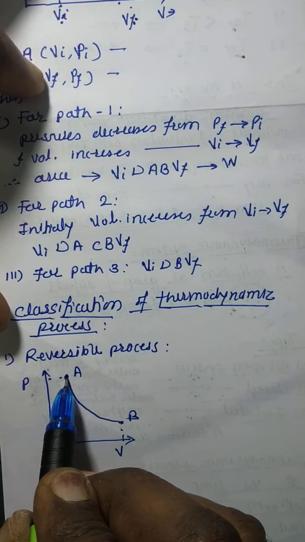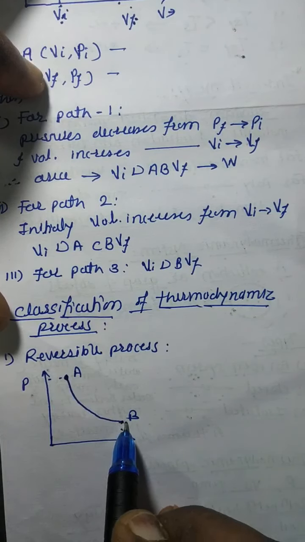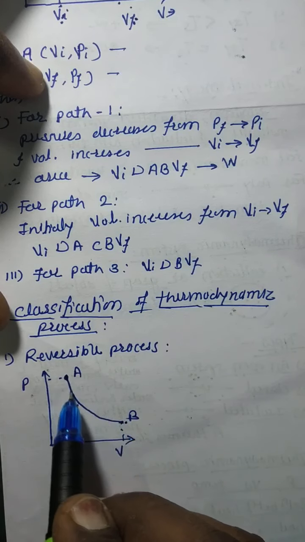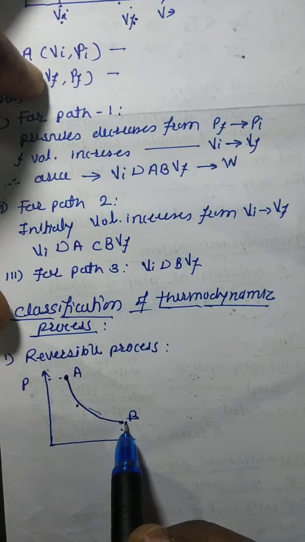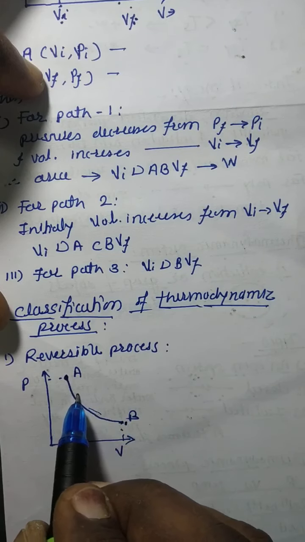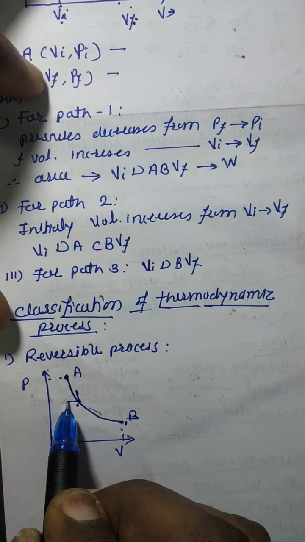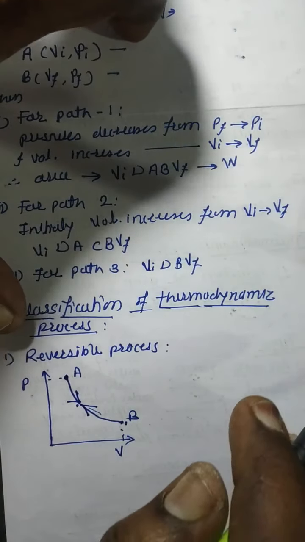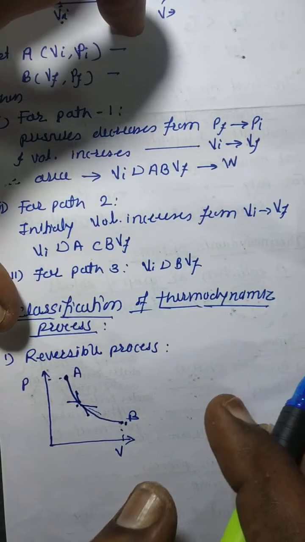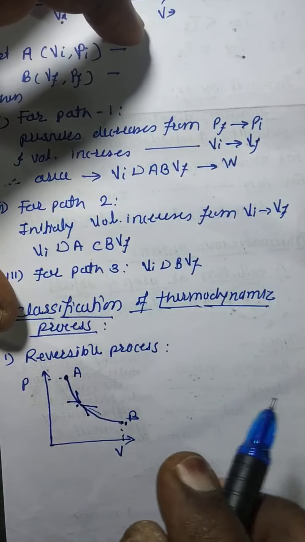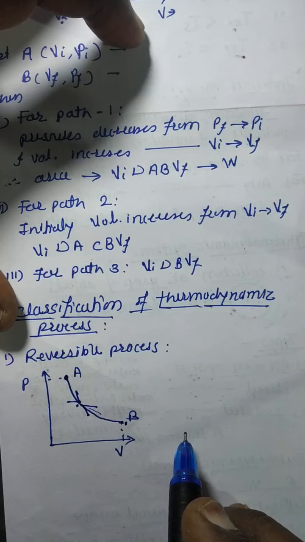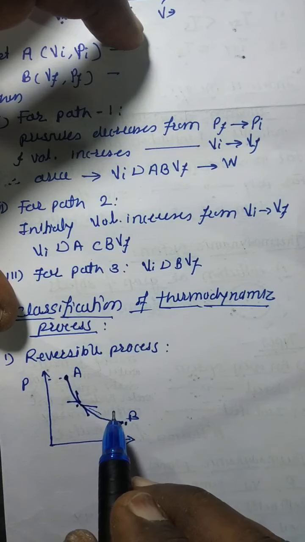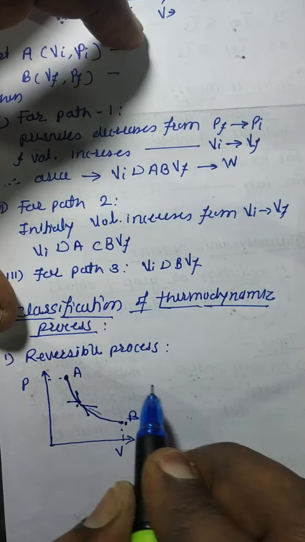Initial state of system, final state of system. The thermodynamic process in which state of system changes in reverse direction means change in forward direction is exactly same as change in reverse direction. That is, forward and reverse directions are same. This process is slow.